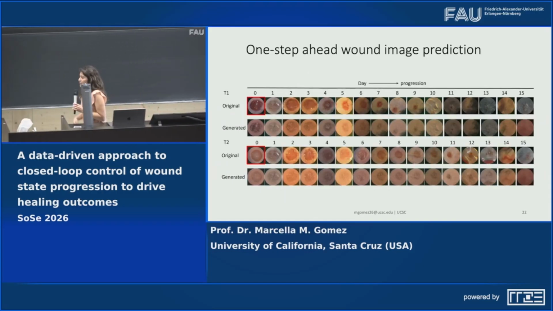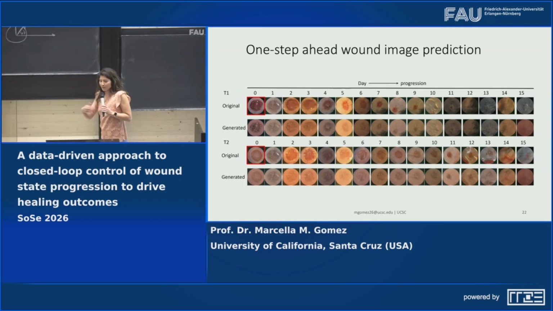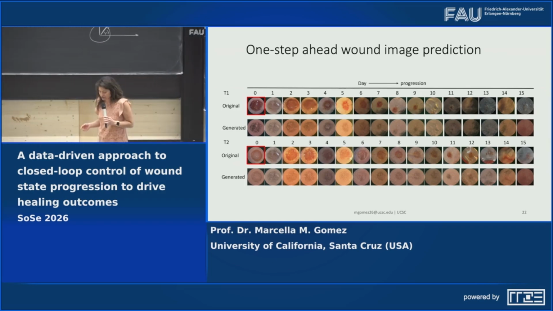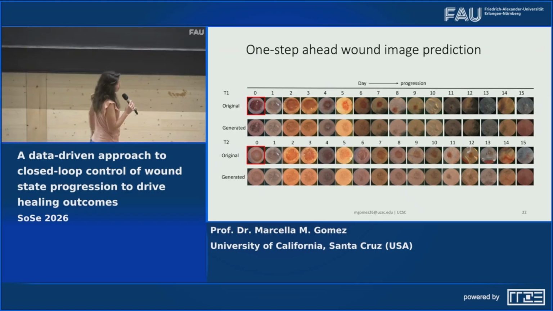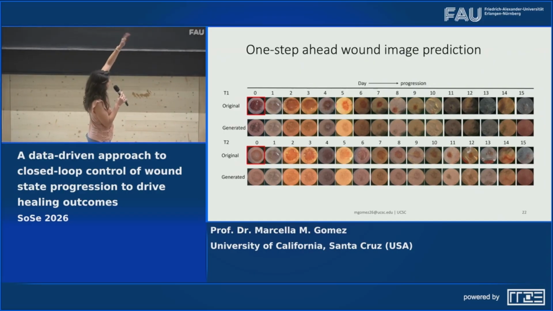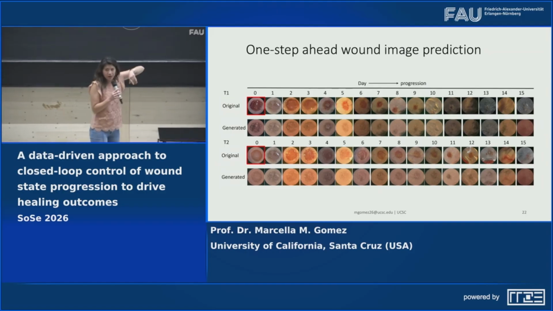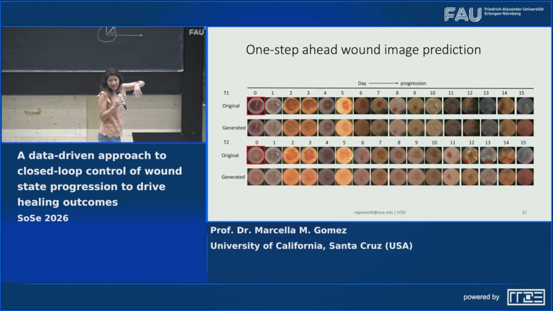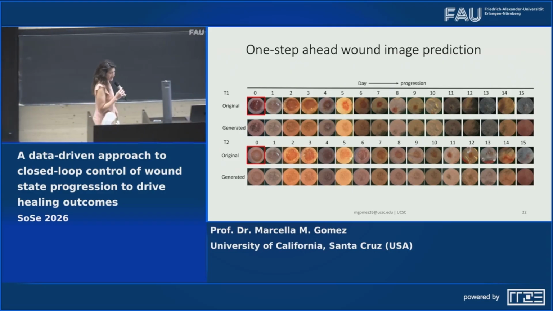So the advantage, again, of this deep mapper is also that we can predict one step ahead, right? Because this is what we need if we want to do feedback control, that we need to generate essentially simulations forward in time. So this is just showing the two test mice, T1, T2, what the original image is, and what the predicted or generated image is based on the decoder in the deep mapper.